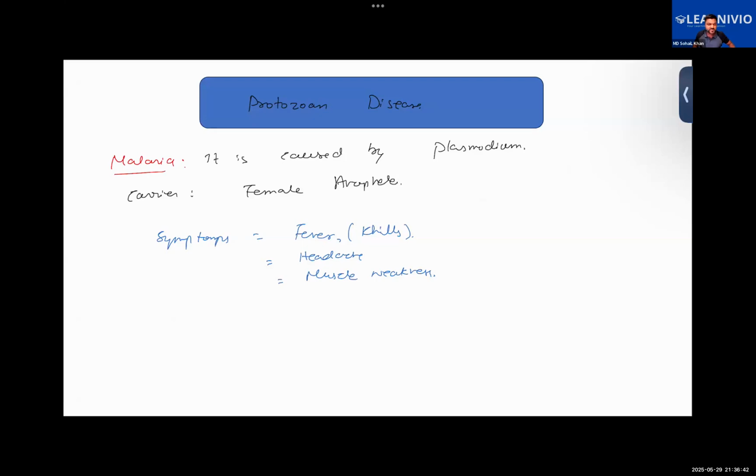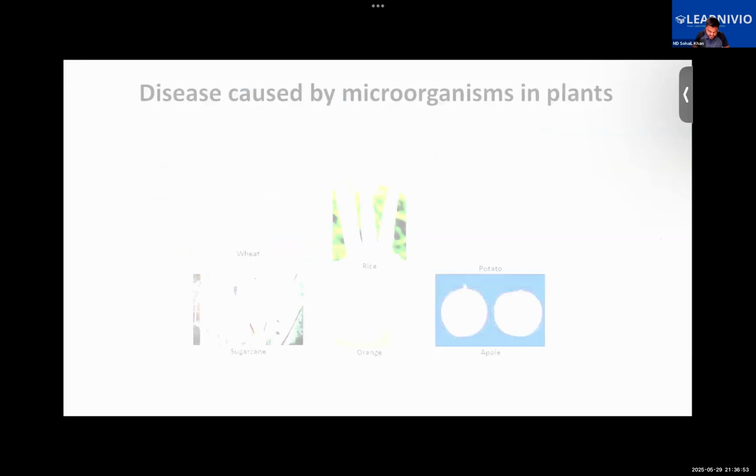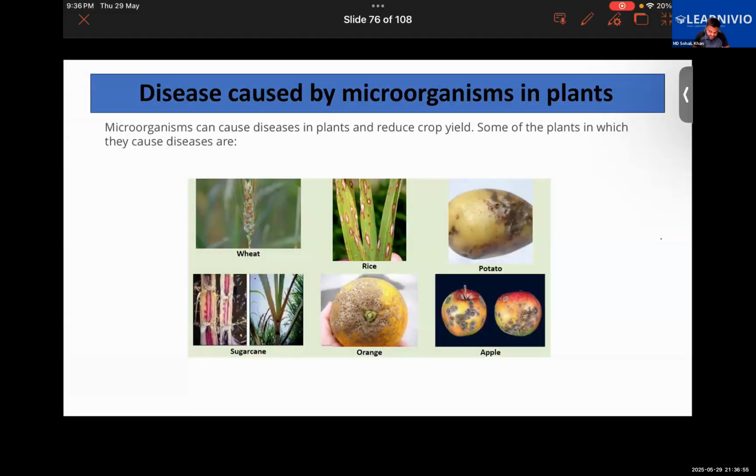Different types of disease that are caused by microorganisms. We learned about them. We learned some of the common diseases caused by them in humans, and we were also learning about the disease that is caused by them in the plants.